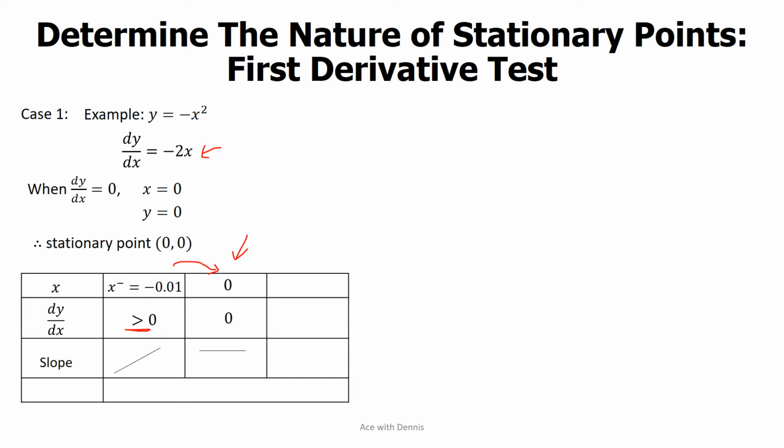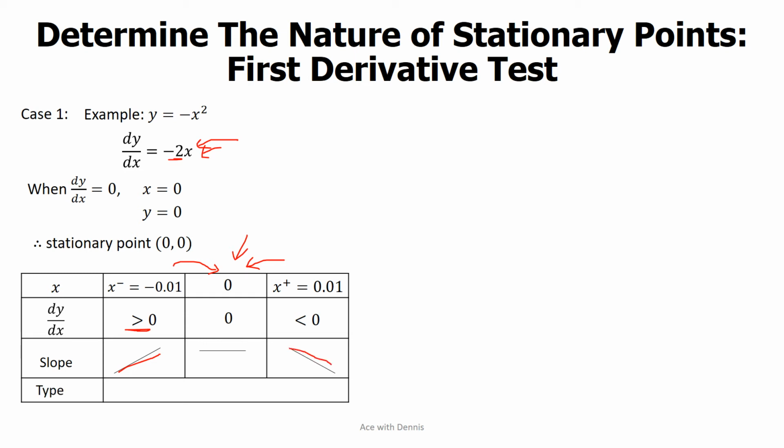The slope will be an increasing function, which means it will go up like this. Next, I want to choose a value which is close to 0 but slightly larger than 0. So I choose x plus as 0.01. Then I substitute again into dy over dx and find that I get a negative value. Again, I just need to look at the sign: x plus is a positive number times negative 2, so I get a negative number, less than 0. The slope will be a decreasing function which goes down like this.